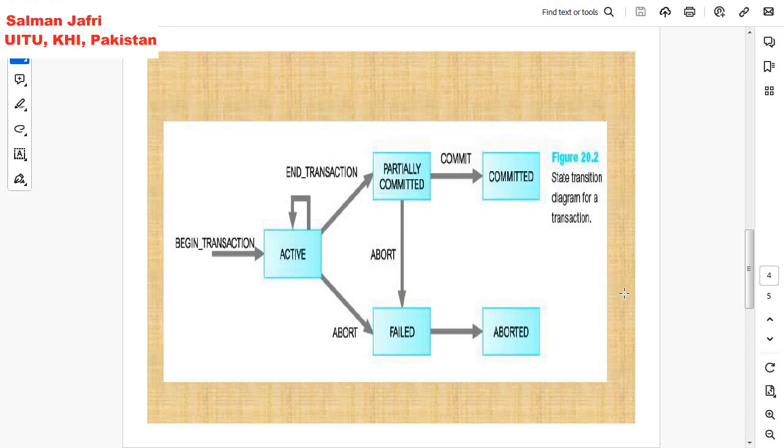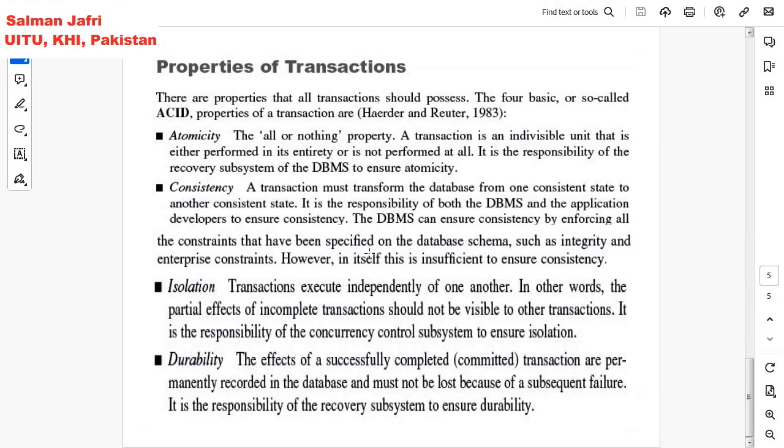So all transactions must have the ACID properties, or 4 basic properties. These are called ACID properties. And what do we mean by that? The A is for atomicity, and atomicity is the all or nothing property.